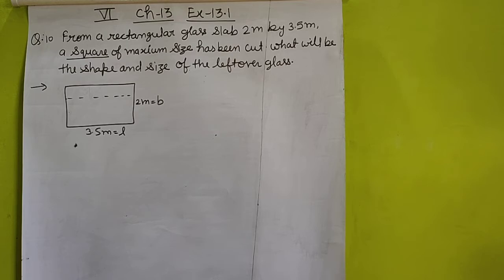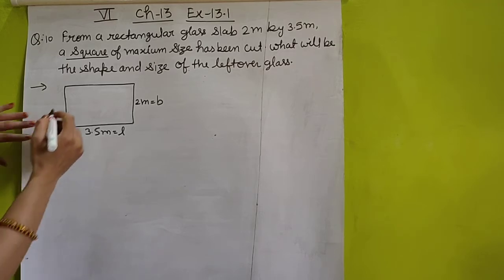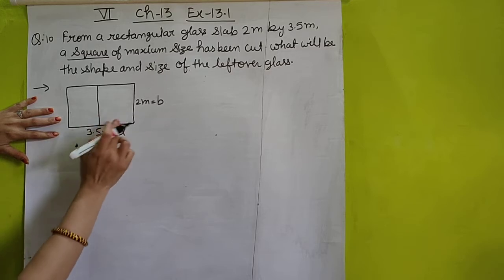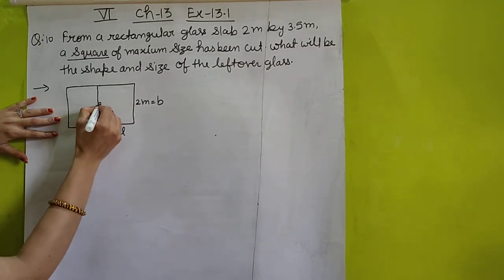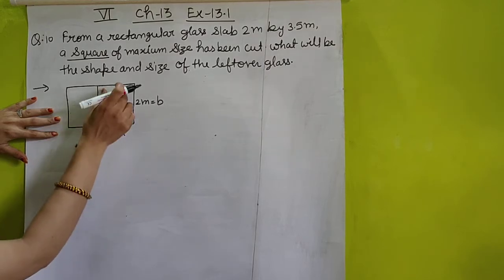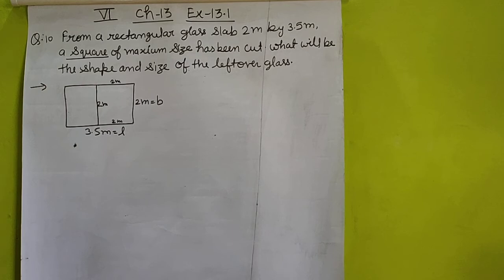So students, here I will cut vertically. I will cut like this. I have cut a square. Now this is 2 meter, this will be 2 meter. From here also I have cut 2 meter and this is also 2 meter. All sides are equal, it means this is a square.